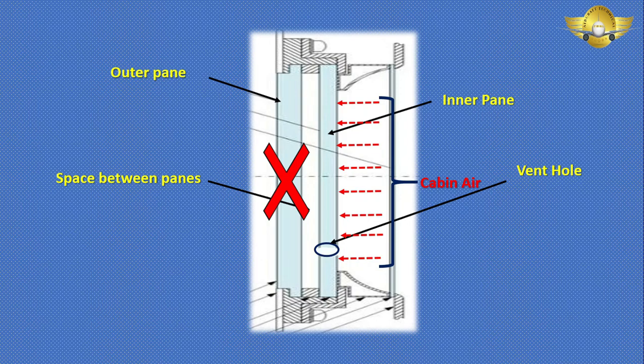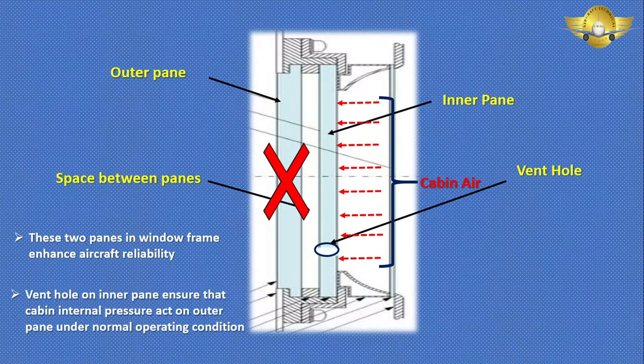So here we conclude that these two panes in the window frame enhance the aircraft reliability and the vent hole on the inner pane ensures that the cabin internal pressure acts on the outer pane under normal operating conditions.